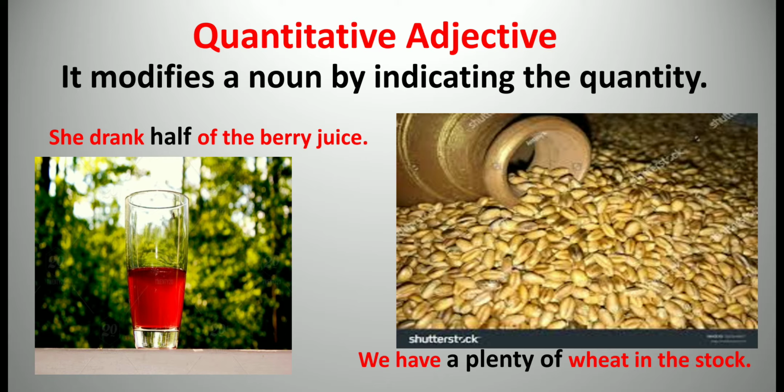In the next example, the phrase a plenty of answers the question. How much wheat do we have in the stock? We have a plenty of wheat in the stock. So here, plenty of and half are the quantitative adjectives. Some other examples of the quantitative adjectives are little, enough, sufficient, some, much, whole, a lot of, no, and any, etc.